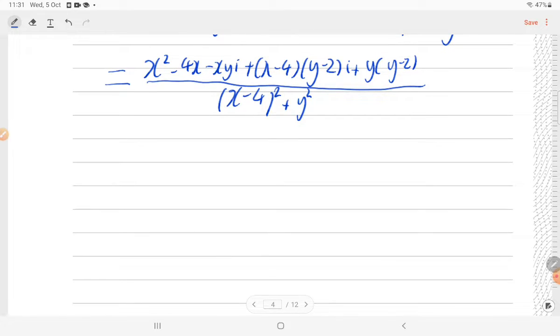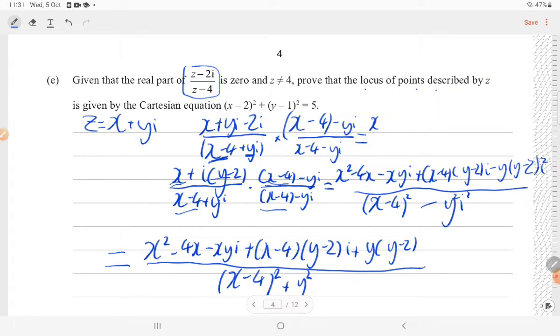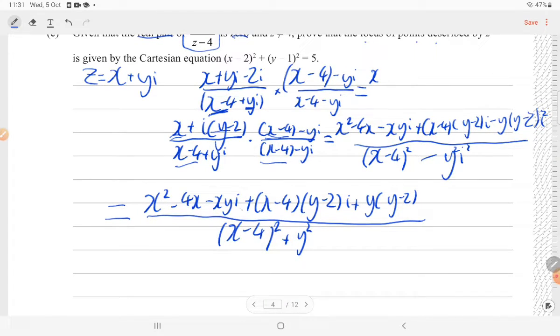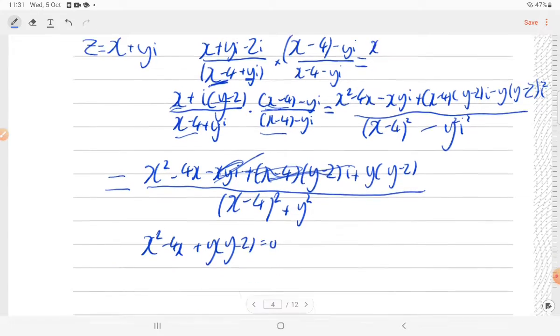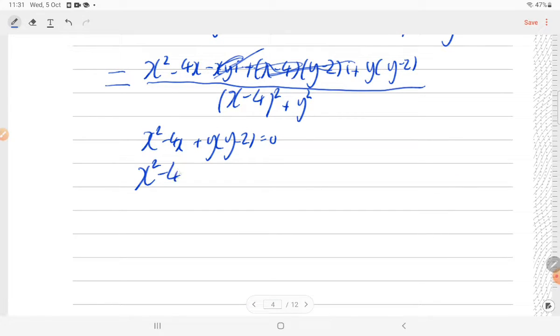So, to be honest, the question was saying the real part is 0. So what that means is we gather all the real parts and equate them to 0. The denominator here doesn't matter too much, since it'll equate to 0, and we can just ignore the imaginary parts. So x squared take away 4x plus y brackets (y take away 2) is equal to 0. Yeah, this is looking promising. So x squared take away 4x plus y squared take away 2y is equal to 0.